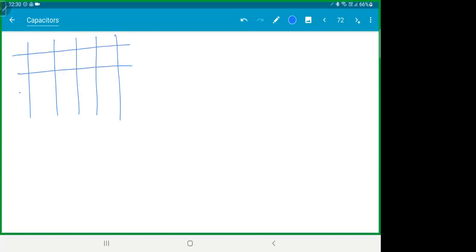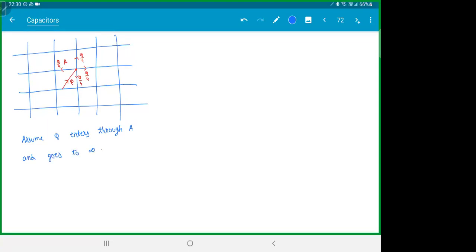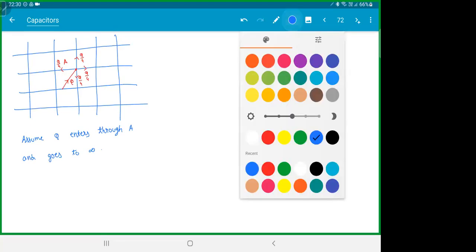Now, the infinite grid, listen. So the idea here is what? There are two terminals here, A and B. Let's assume only A is there. If you send a charge Q through A, what will happen? By symmetry, you get Q by 4, Q by 4, Q by 4, and Q by 4. So if only A is present, assume Q enters through A and goes to infinity, and because of symmetry, it spreads. Agreed? If you have only A, the charge will be this.